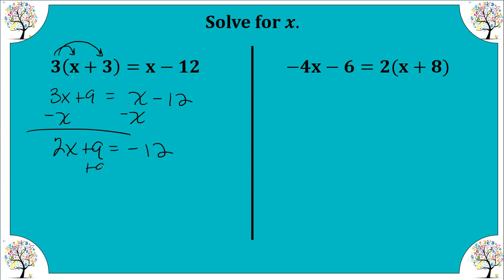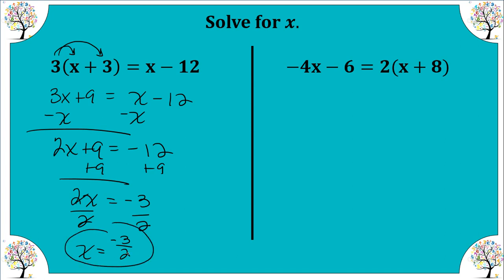We're going to add 9 to both sides. We get 2 times x is equal to negative 3. We're going to divide both sides by 2, and notice this time our x value is going to be a fraction, negative 3 halves. You can write this as negative 1.5 if you want, but I prefer just leaving our fractions like this. So it's okay if our value is a fraction.